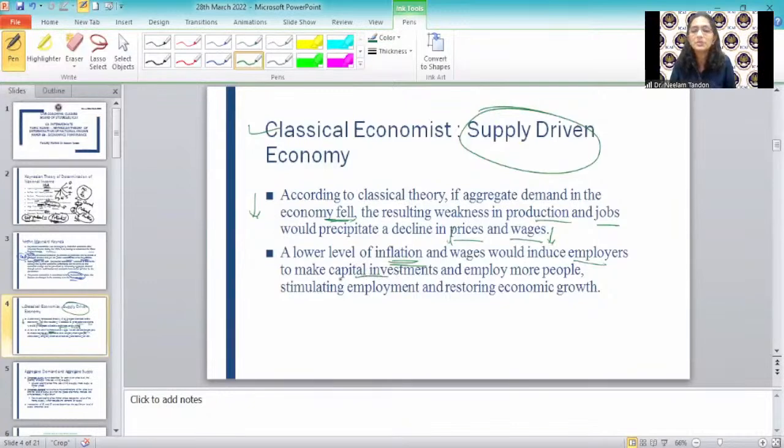So capital investments also increase. Investments increase and this results in what? More people will be hired. Because of this, employment will be generated and economic growth will take place. So the economy will be back on track. This is the concept classically.